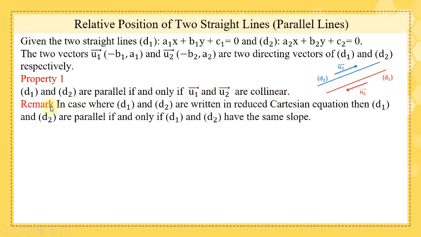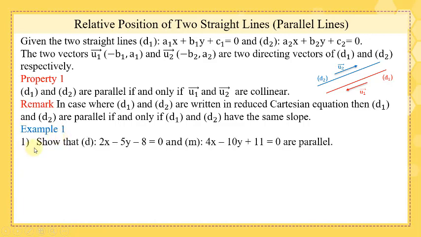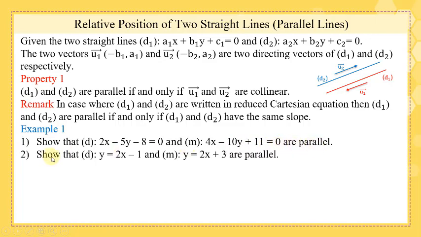Remark. In case D1 and D2 are written in reduced Cartesian equation, then D1 and D2 are parallel if and only if they have the same slope. Example. Number 1. Show that the line D, 2x minus 5y minus 8 equals 0, and the line M, 4x minus 10y plus 11 equals 0, are parallel lines. Number 2. Show that the line D, y equals 2x minus 1, and the line M, y equals 2x plus 3, are parallel.